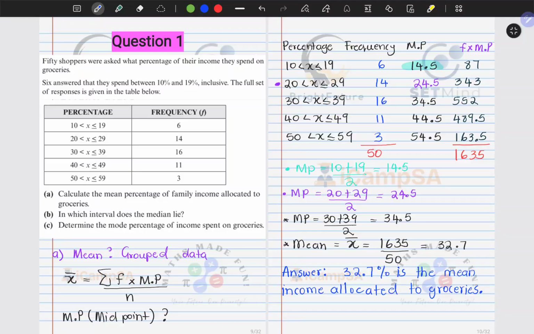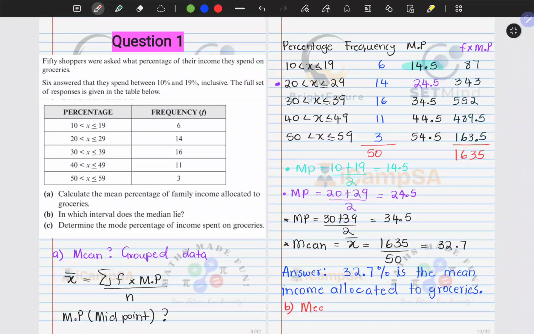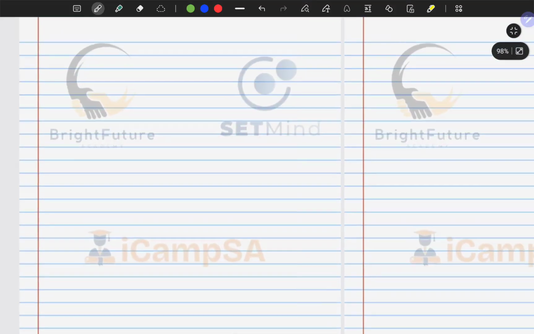Okay, now the next question requires us to figure out the median. Okay, so let's go for this question. So question B, it wants the median. And remember, the median is Q2. What is Q2? So what we are going to do is to go to the next page. And remember, for Q2, we said we require that we have the cumulative frequency. So let's create space. So let's go ahead and cook.